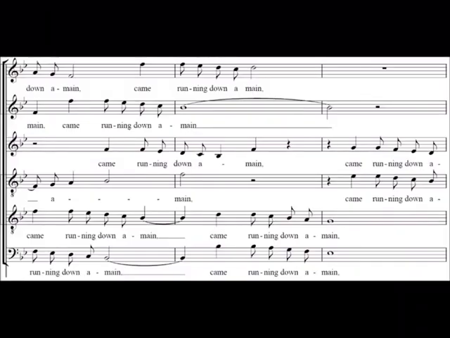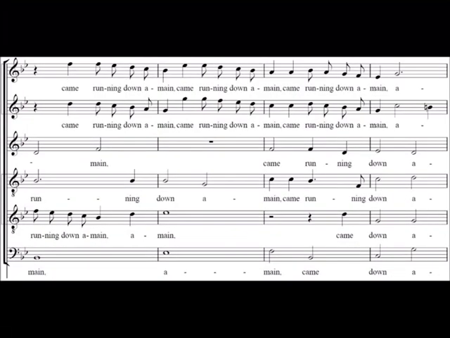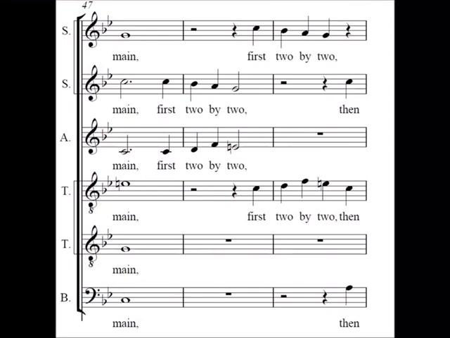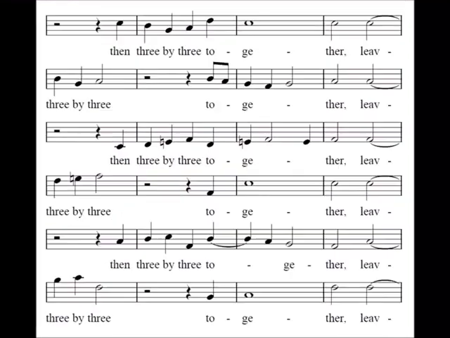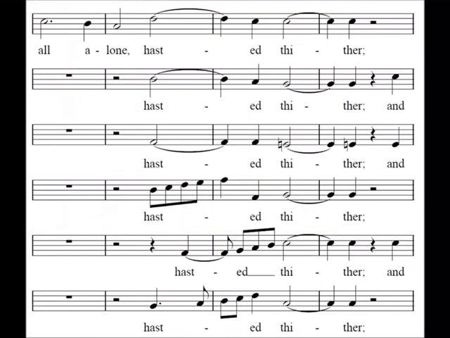Running down amain, all those descending melody lines. This is word painting. That's what madrigals do, word painting. First 2 by 2, then 3 by 3, then 3 by 3 together, leaving their goddess all alone, by itself, one singer.